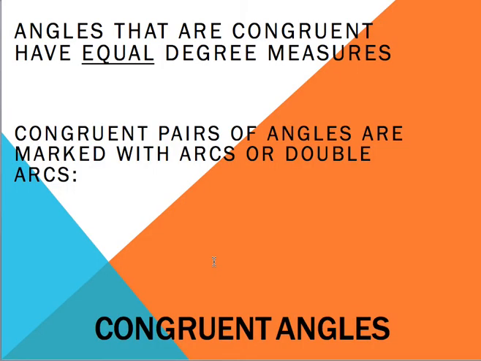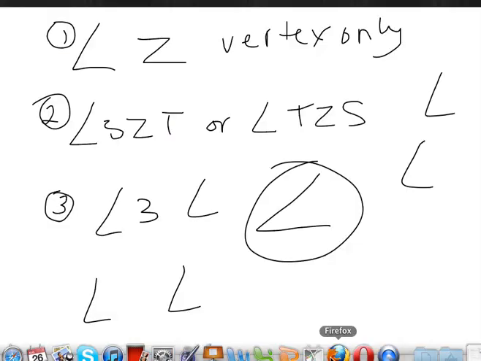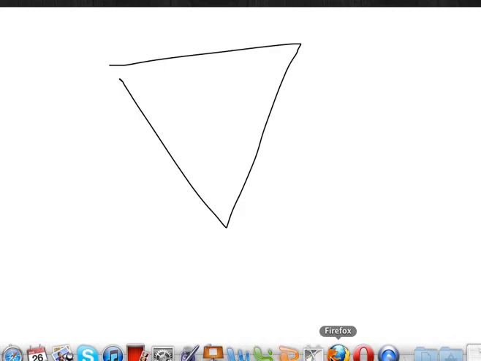Alright, and then finally congruent angles. So we talked about congruent segments being segments that have the same length. When we have 2 angles with the same degree measure, we say that they are congruent. And let me demonstrate real quick what congruent angles would be marked with. So if you ever see something that looks like this, let's just say we're dealing with a triangle, and we have these angles right up here, and we see these little arc marks. That means that those 2 angles are congruent. Additionally, you could see something like this, double arcs, and that just means that these 2 angles are also congruent to each other.